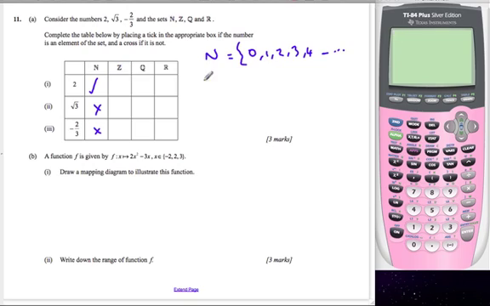The integers Z, quite similar, except we basically have -3, -2, -1, 0, 1, 2, 3. In other words, the integers can be positive or negative, whereas the natural numbers are only positive. But again, they have to be whole numbers. So that's an integer, that is not, that is not.